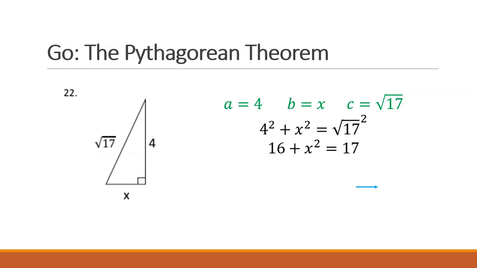We now have the equation 16 plus x squared equals 17. We subtract 16 from both sides and are left with x squared equals 1. Finally, we take the square root of both sides, and we have x equals 1.